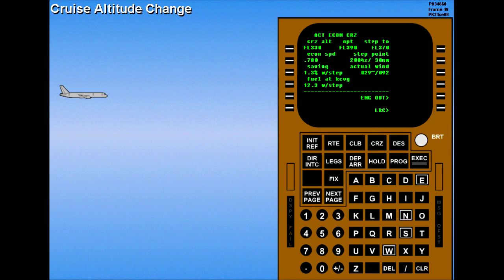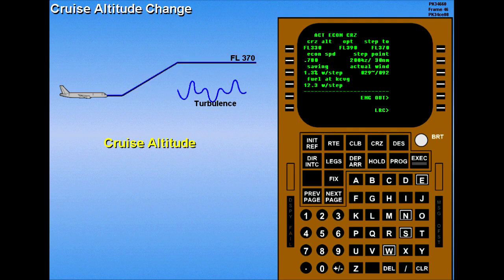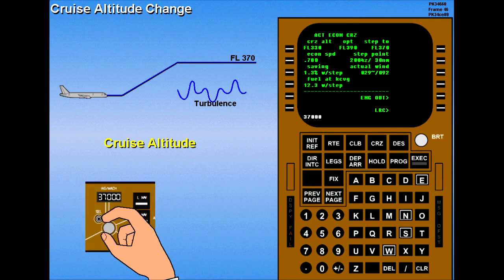In this situation, you are at your cruise altitude when ATC advises you of turbulence ahead and clears you to flight level 370. To accomplish a cruise altitude change, first set the new cruise altitude on the MCP. Notice that the new altitude is also displayed in the scratch pad.